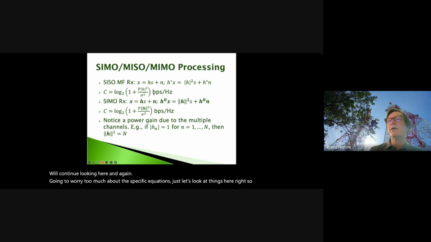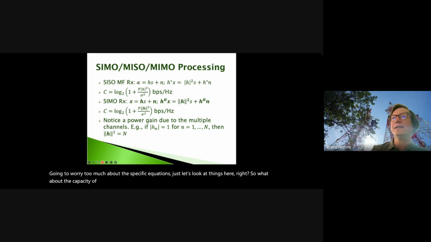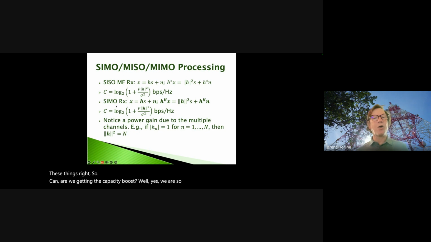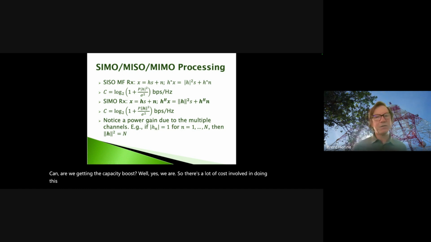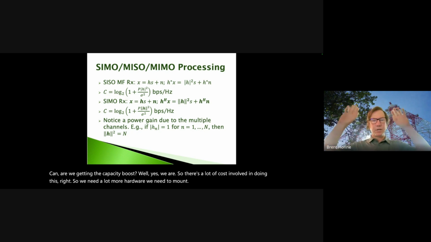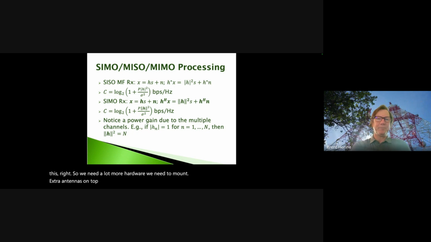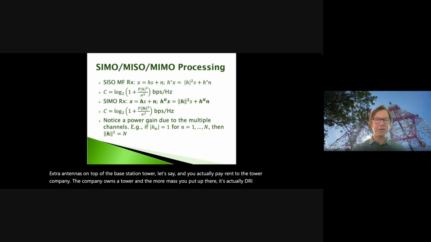So what about the capacity of these things, right? So are we getting the capacity boost? Well, yes we are. So there's a lot of cost involved in doing this, right? So we need a lot more hardware. We need to mount extra antennas on top of the base station tower, let's say, and you actually pay rent to the tower company, the company that owns the tower. And the more mass you put up there, it's actually driven by wind loading, the more you have to pay rent each month.